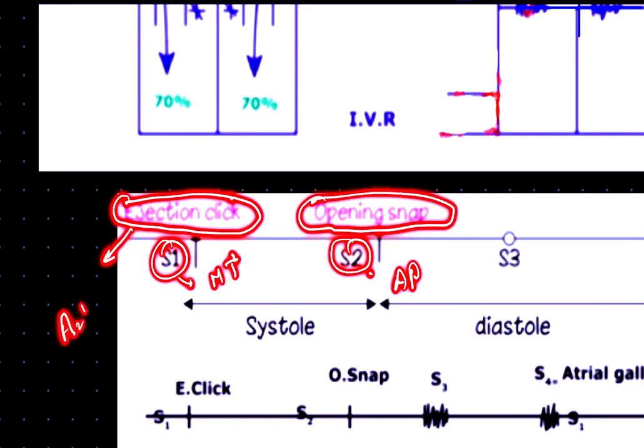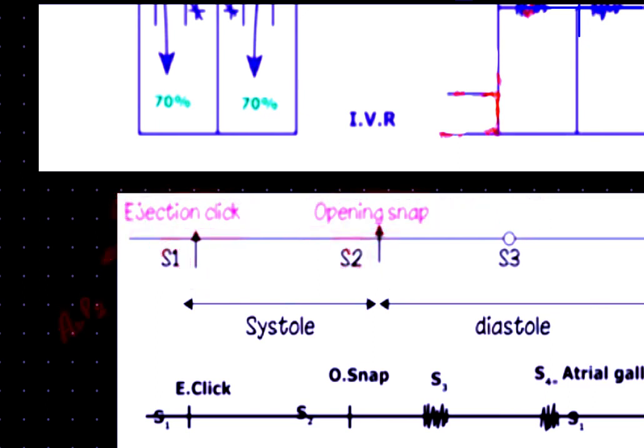Our aortic valve and pulmonary valve, right? And the opening snap is because of opening of the mitral valve and tricuspid valve. Okay, so that is another thing we need to know.